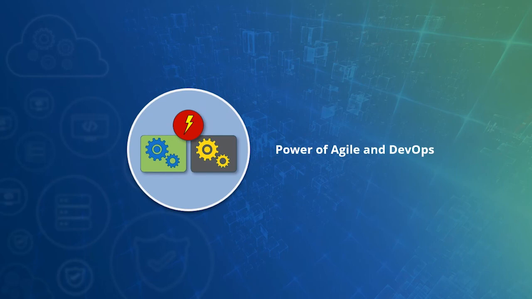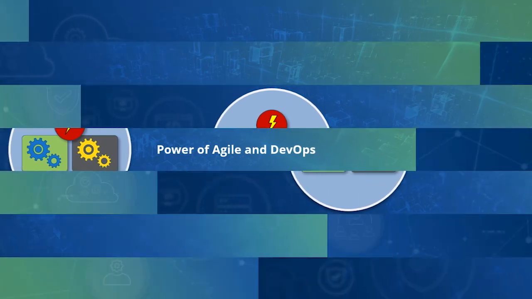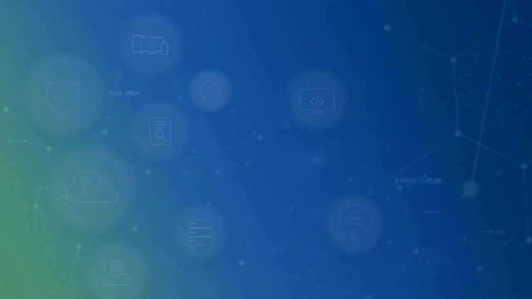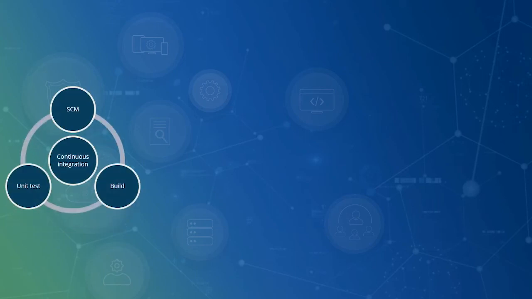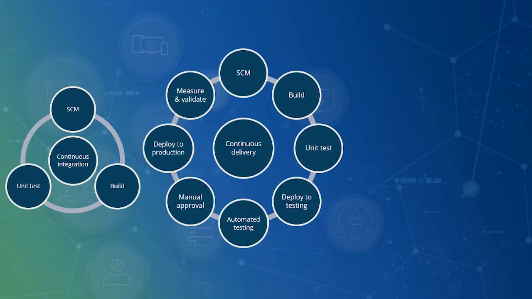Finally, let's try to combine the power of Agile and DevOps. Agile is all about planning and code integration, which includes source code management, build, and unit testing. This process is called continuous integration, which can be agile. But when you integrate SCM, build, and unit test with the process of deployment and automated testing along with manual approval, this is where we say that we have adopted the DevOps continuous delivery process.